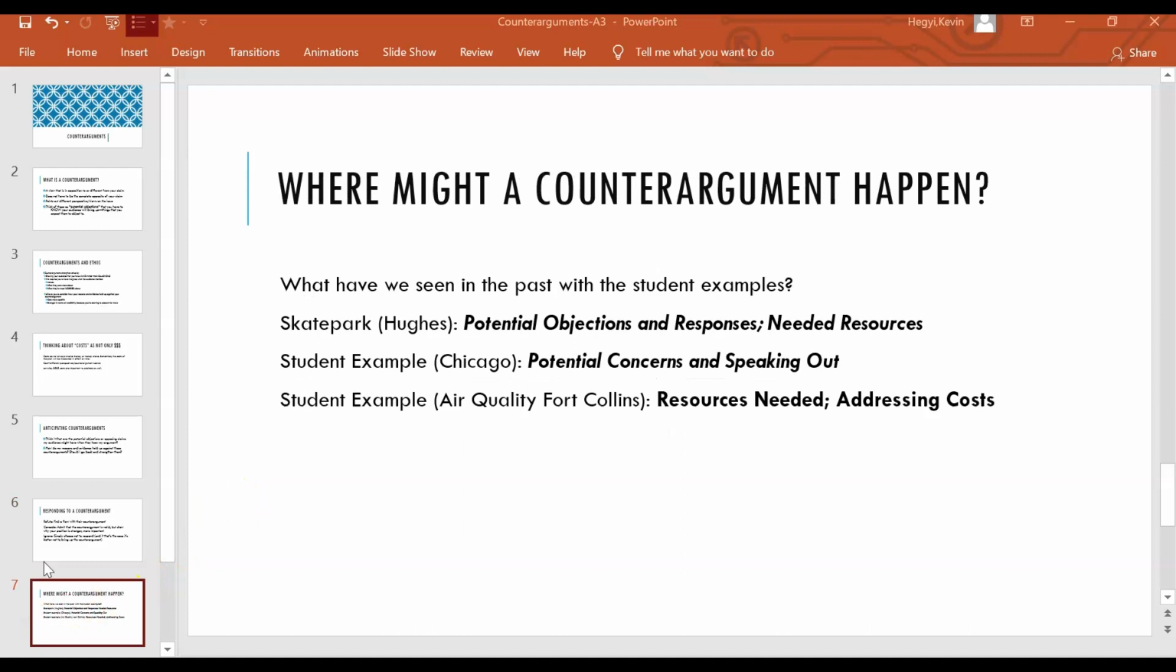Okay, so where might these counter arguments happen? We've read a couple examples of proposals, a couple student examples. I don't think we've read this air quality one, but it's on Canvas, and I'll be posting it in the email and the discussion posts I sent out, so definitely take a look at this one. But I want to look at them here, showing where the counter arguments happen and how these authors respond and include these counter arguments in their papers. So I'm going to hop over to those real quick and we'll take a peek at them.